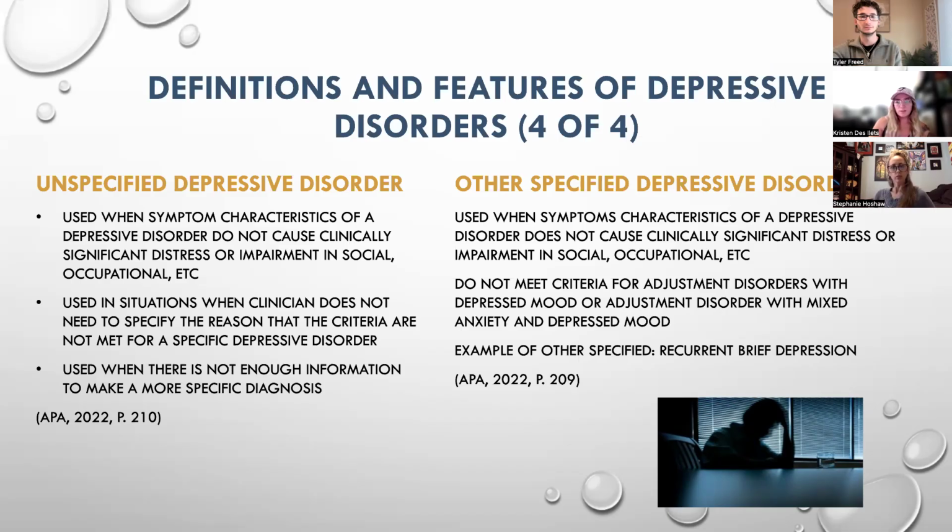Then we have other specified depressive disorder. This is used when symptoms characteristic of a depressive disorder cause clinically significant distress or impairment in social, occupational, or other areas of life, but do not meet the criteria for adjustment disorders with depressed mood or adjustment disorders with mixed anxiety and depressed mood. So an example of other specified would be recurrent brief depression.